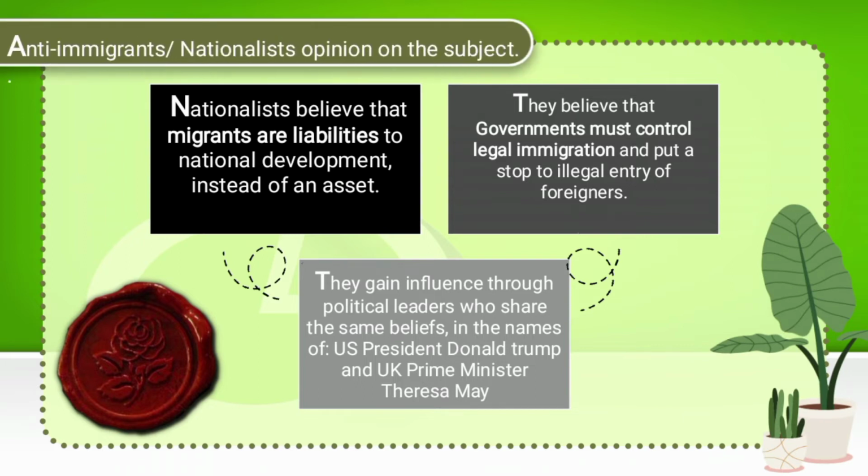Now, to proceed, here we have the nationalistic approach. Nationalists, as I have introduced earlier, believe that migrants are liabilities to national development instead of an asset. They actually believe that governments must control legal immigration, even if it's legal. There are factual documents. The nationalists or the anti-immigrants believe that the government should put a control on it and put a stop to legal entry of foreigners. And number 3, this nationalistic approach gains influence through political leaders who share the same beliefs. And in the following slides, we are going to know who these political leaders are who are into the idea of anti-immigration.